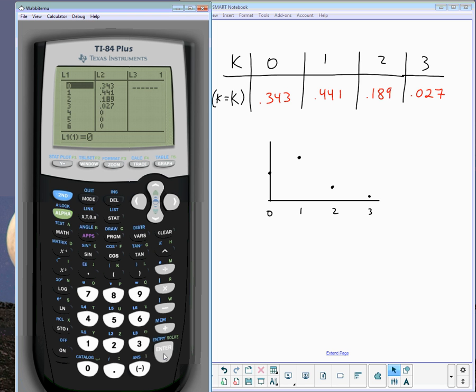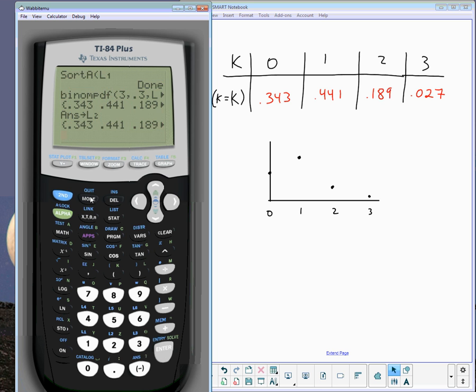Oh, what? Wait, 1 second. What did I miss? Why am I getting zeros here? What have I forgotten to do? Change it to 10 trials. So let's quit, go back and fix it. You can use the insert key in order to squeeze that 10 in there. And now we're going to store it as list 2 again.